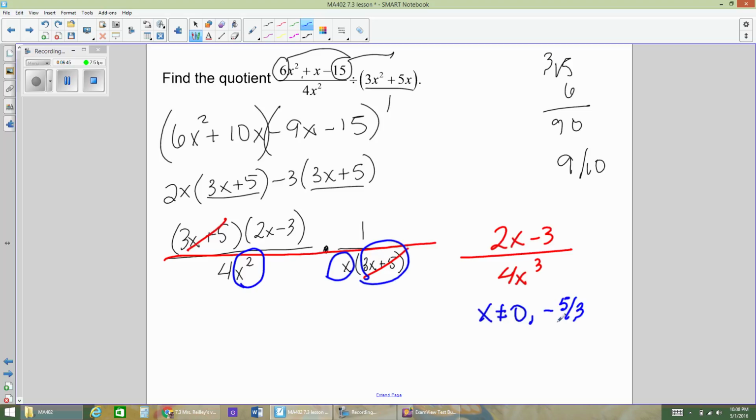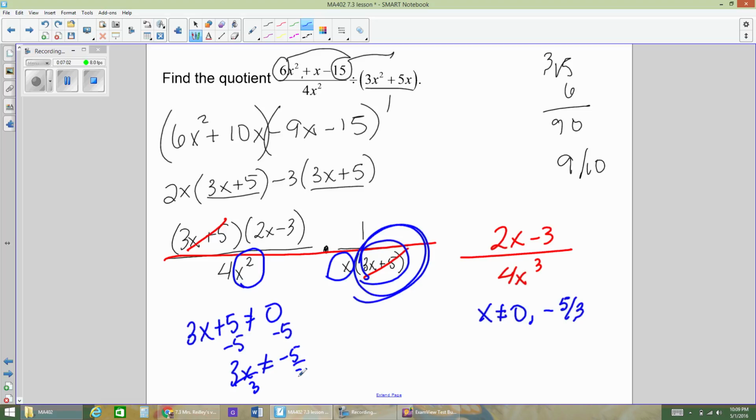-5/3. Okay, whoa, stop, right? Mrs. Riley, what did you just do? If 3x plus 5 is in the denominator, it cannot be 0. So if I solve that, I get 3x cannot be -5. Divide by 3, divide by 3, and x cannot be -5/3.